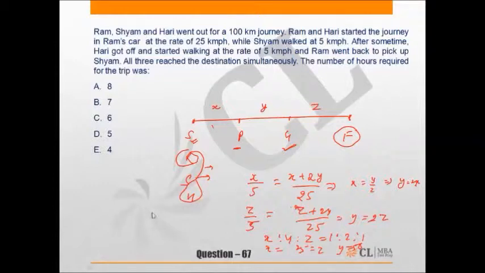So the required time for the entire trip will be the total distance traveled by Ram and the speed of his car. It will be x plus y plus 2y plus z upon 25. Here x is 25, and 3y is 3 into 50, plus 25, upon 25, which is equal to 8 hours. So the total time taken by the three to complete the trip is 8 hours.